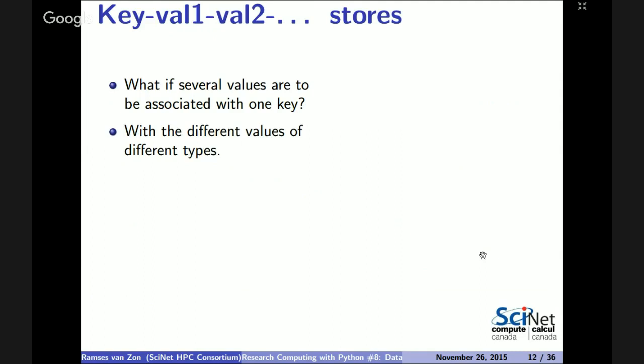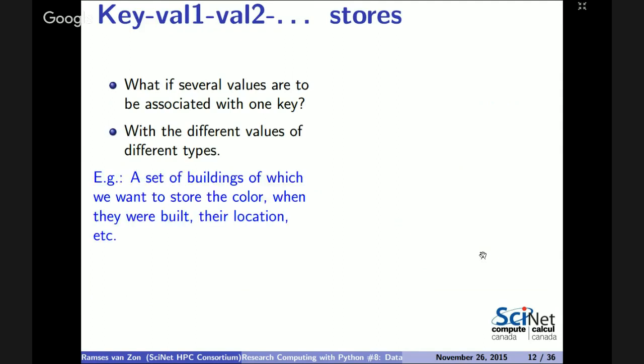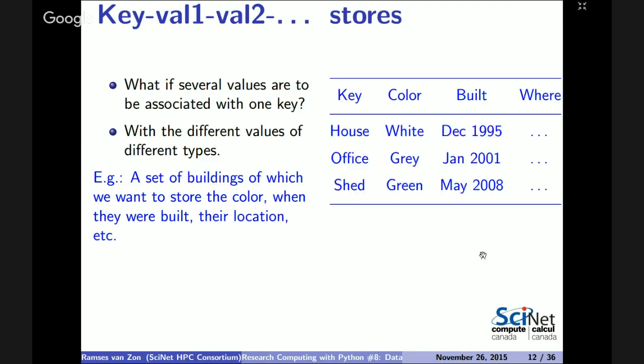So one generalization in which this structure doesn't work as well anymore is when you have key value stores. In other words, what if several values are to be associated with one key? And what if those values have to be able to be of different types? So for instance, I have a list of buildings, and I want to know what their color is, when they were built, where they are. Basically, a table.